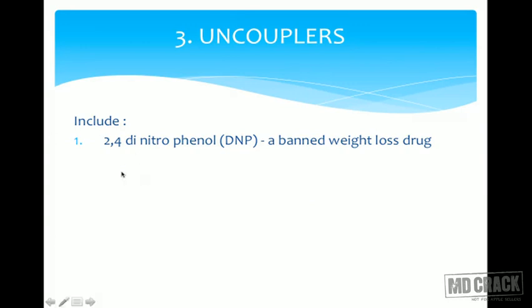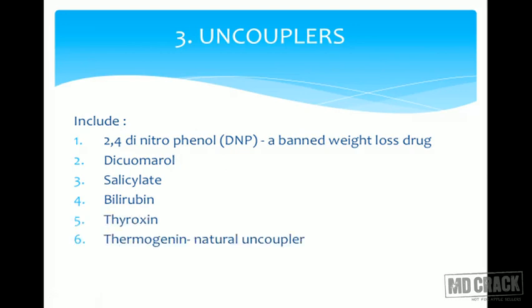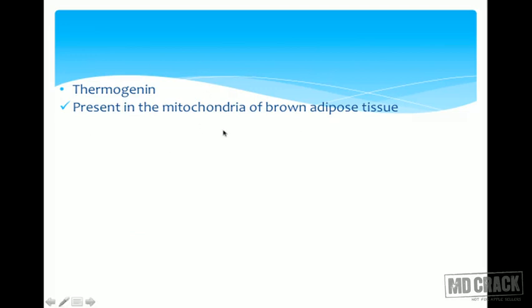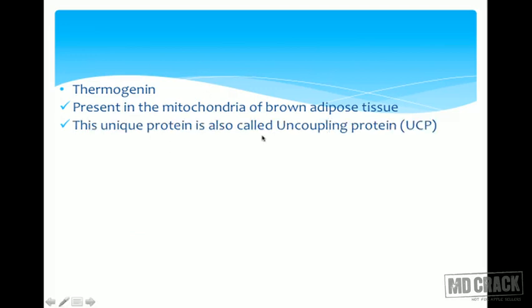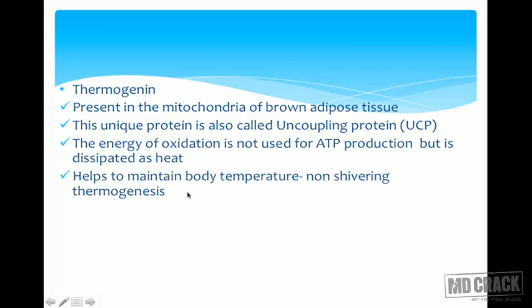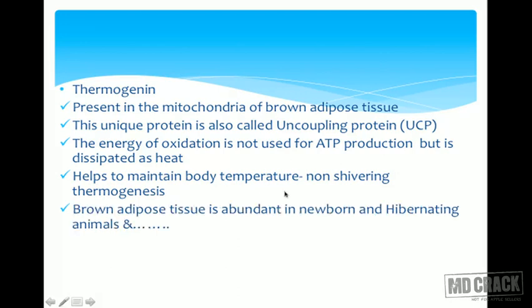Now these include just the names of the drugs and the different uncouplers. From an MCQ point of view, very important: 2,4-dinitrophenol, dicumarol, salicylate, bilirubin, thyroxine, thermogenin, and ionophores like valinomycin and gramicidin. Let me just talk to you about thermogenin. It is mainly present in the mitochondria of brown adipose tissue. It is also called the uncoupling protein. Again, the energy is dissipated as heat and helps to maintain body temperature, what we call non-shivering thermogenesis. This is abundant in newborns and hibernating animals and maybe in thin people. That is why thin people may never go fat.